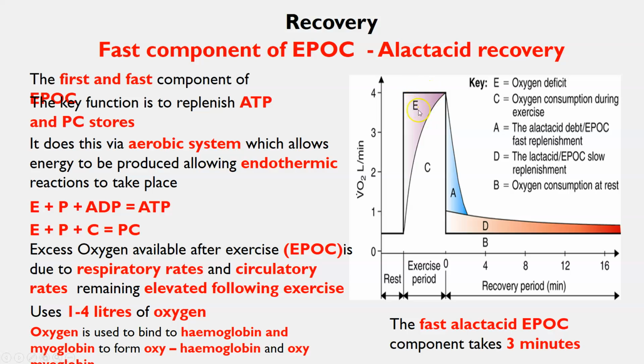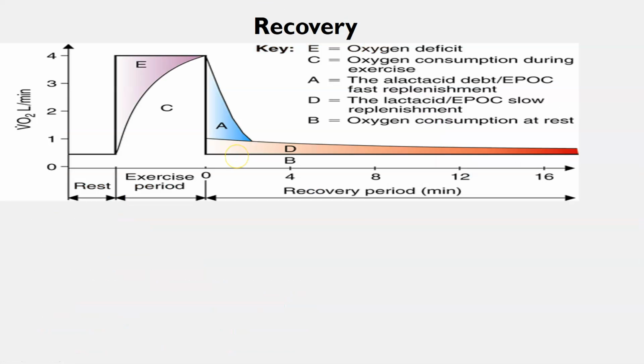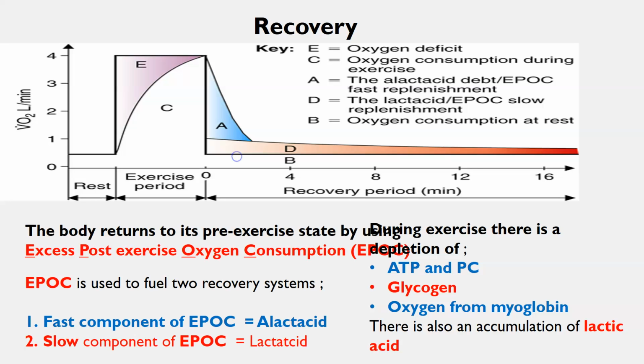I'm going to go on about this E here, which is oxygen deficit, in lesson. If we go on to the specification, this is what we've looked at. Okay, so how the body returns to its pre-exercise state is via EPOC, excess post-exercise oxygen consumption. We've looked at the first and fast component of EPOC, which is the replenishment of blood and muscle oxygen stores, and then finally the resynthesis of our ATP and PC stores. So that's everything to do with EPOC there. And if we look back to this, everything to do with the first and fast part of EPOC, we have looked at these two here.